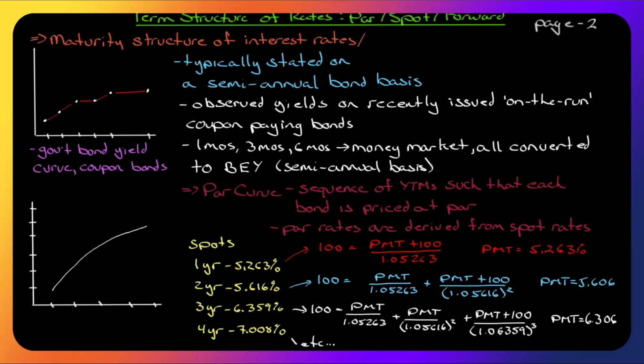Most bonds are semi-annual bonds. So we're going to have a curve that is stated on a semi-annual bond basis. That's not really an issue. We're going to look at the observed yields on recently issued on-the-run coupon-paying bonds.